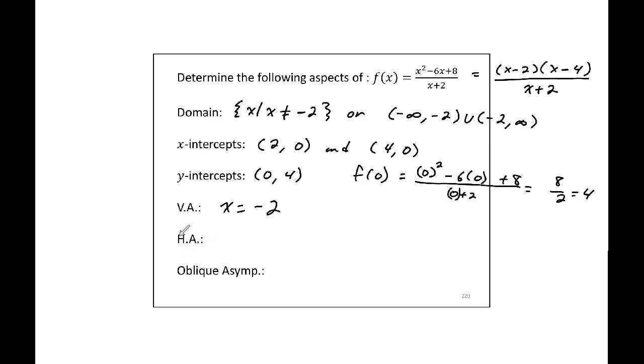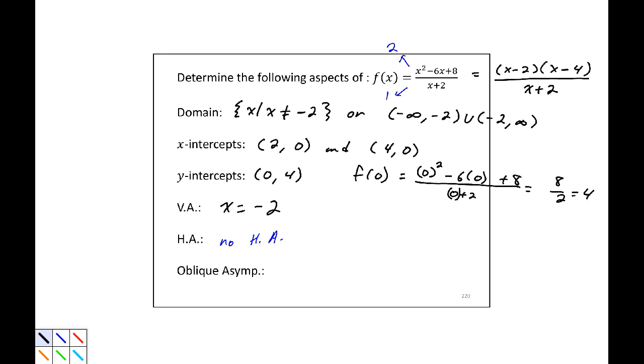Next, we want to look for a horizontal asymptote. Again, for this, we'll want to look at the degrees of our numerator and denominator. Our numerator has a degree of 2, and our denominator has a degree of 1. Because our numerator's degree is larger than our denominator's degree, there is no horizontal asymptote. However, because there's no horizontal asymptote, we need to check for oblique or slant asymptotes.